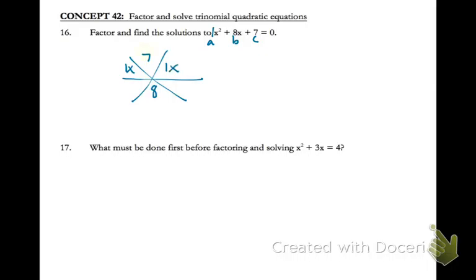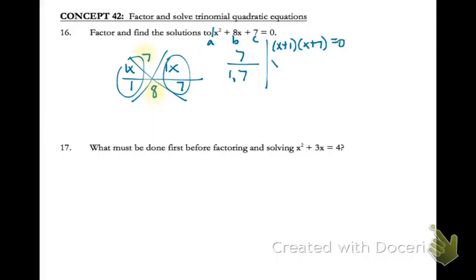Now, using our top and our bottom middle number, we ask ourselves the question, what 2 numbers can I multiply that'll give me 7 and add to give me 8? If we think of factors of 7, 1 and 7 will work for us. So those factors are placed here. Now our organizer tells us what our factors are, so we can write them in our 2 sets of parentheses. This will factor as x plus 1 times x plus 7, and we set those factors equal to 0.